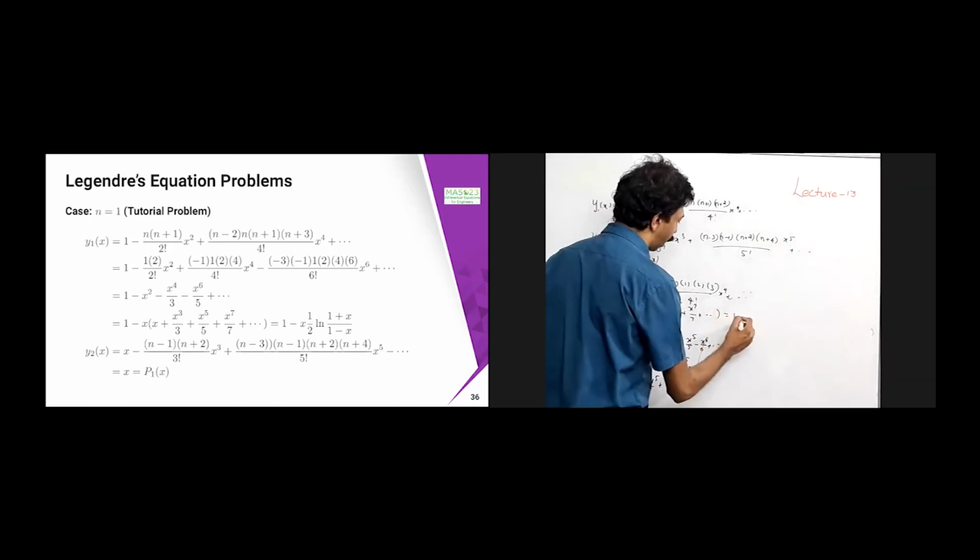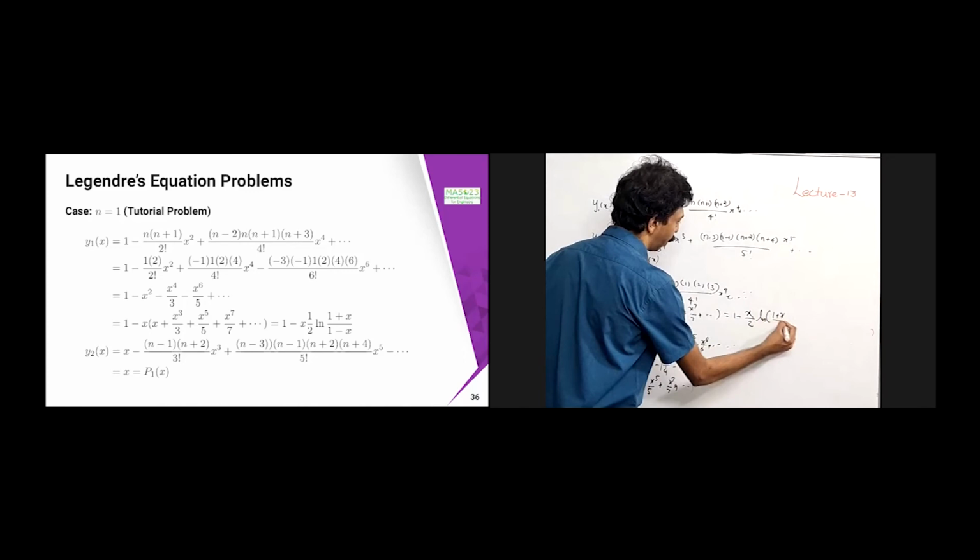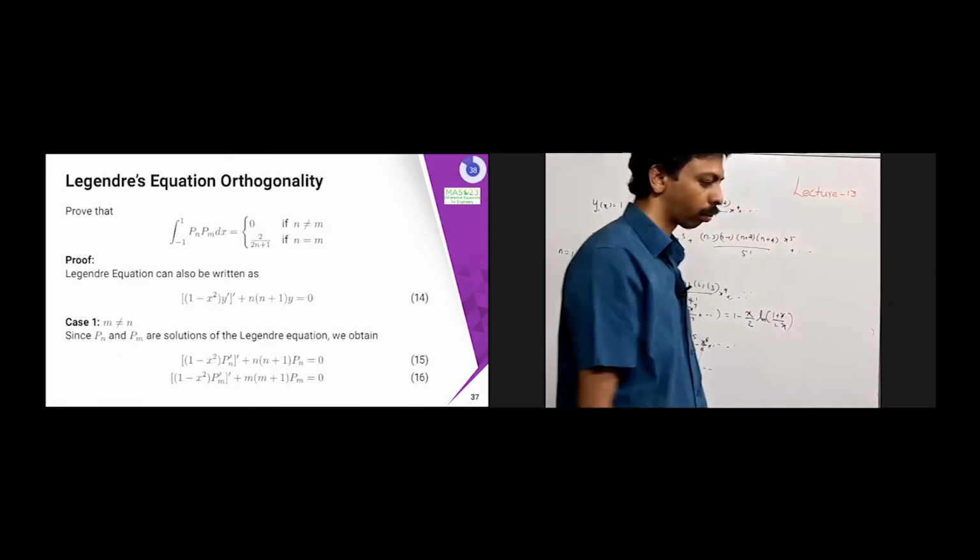Once again I can take x out. So if I take x out, this is going to become x into x plus x cube by 3 plus x power 5 by 5 plus x power 7 by 7, etc. So therefore I can replace this as 1 minus x into, this one I know already, x plus x cube by 3, etc. This I can write as x by 2 into ln of (1 plus x) divided by (1 minus x). Okay, so that's what we have for this one.